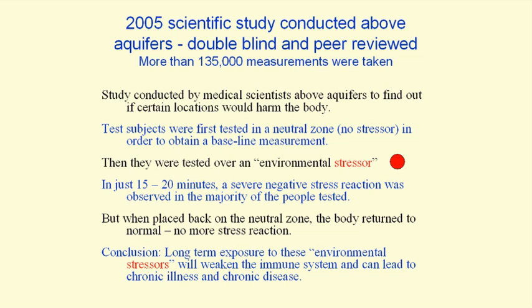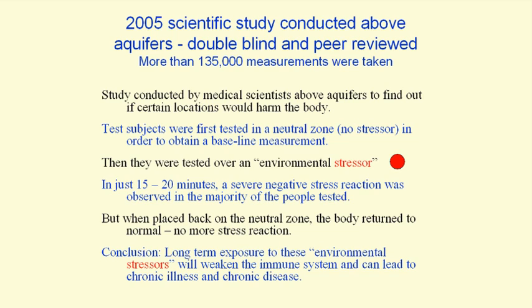So they tested the subjects first in a neutral zone. No stressor existed, in order to obtain a baseline measurement for each person that they tested. Once they got the baseline measurements, they then tested the individual over an environmental stressor.